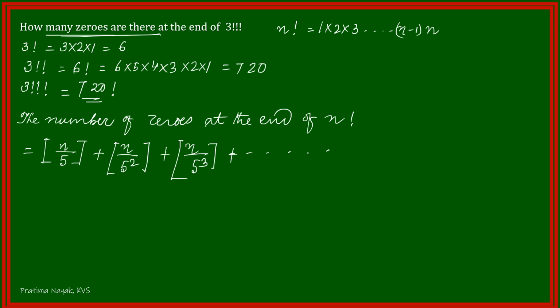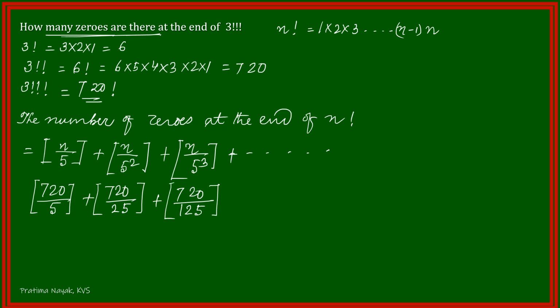So here the answer will be 720 by 5, 720 by 5 square, which is 25. I am taking only the integer part, or the quotient only. Next is 720 divided by 5 cube, this is 125. Next is 720 over 625, and the next number will be 0, so I am not going further.